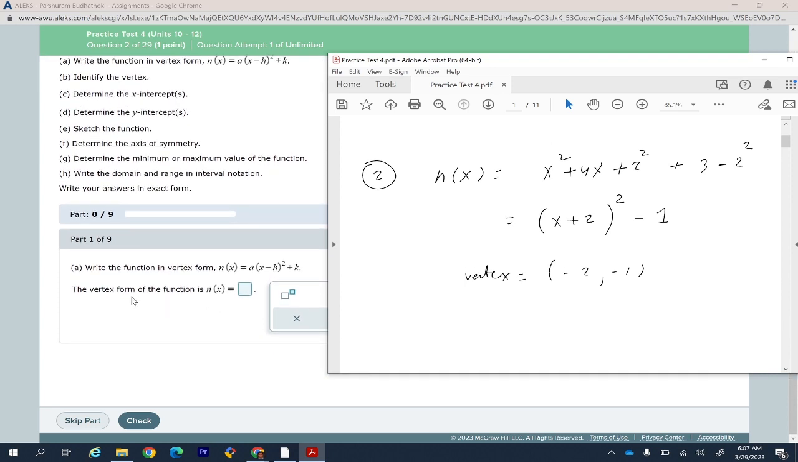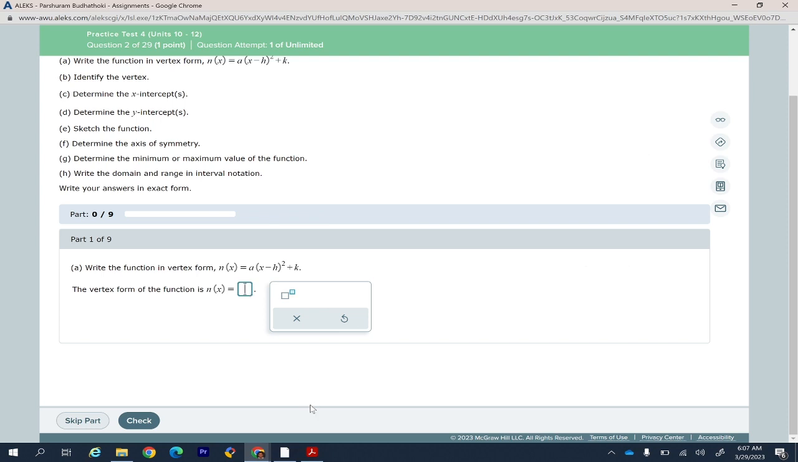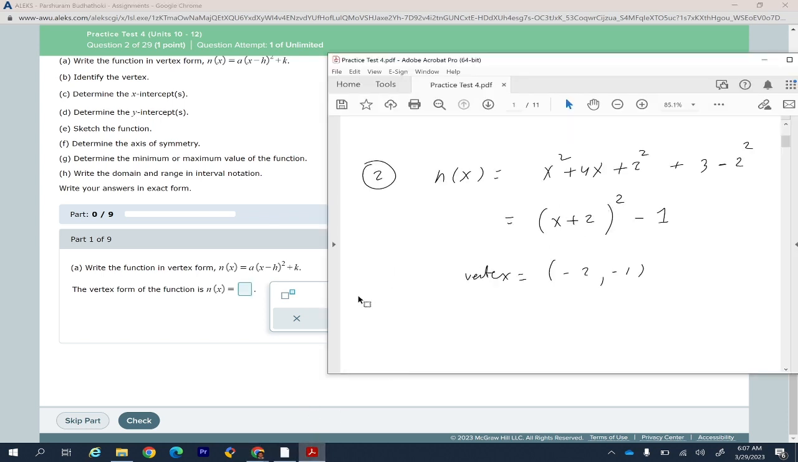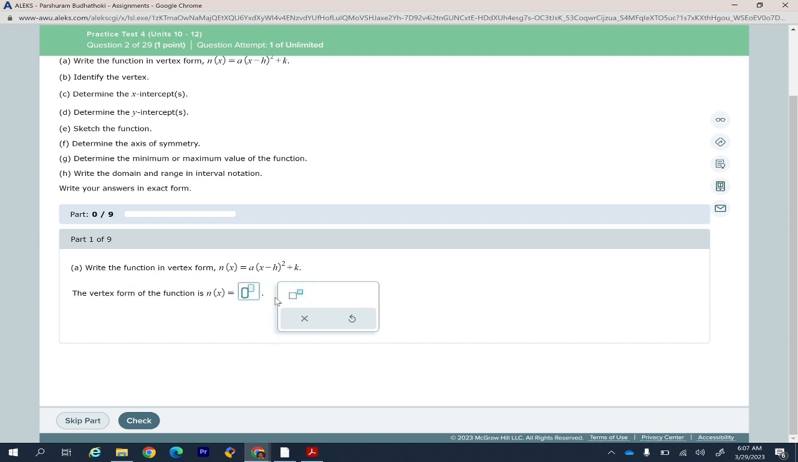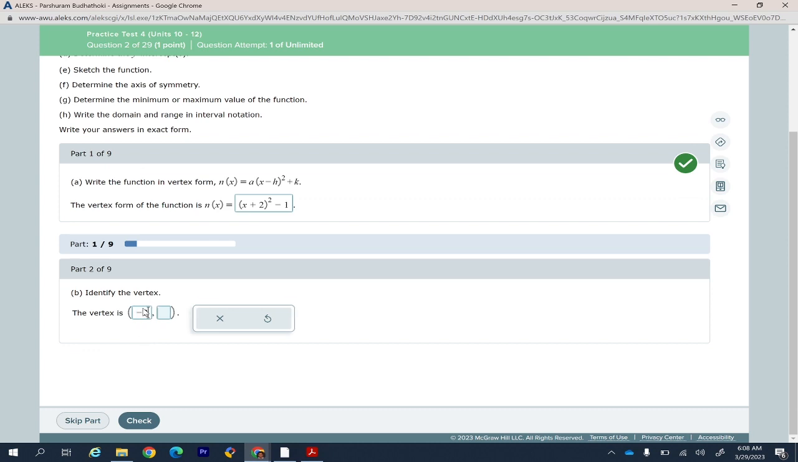Okay, so the vertex form of the function is x plus 2 whole squared minus 1. The vertex is -2, -1.